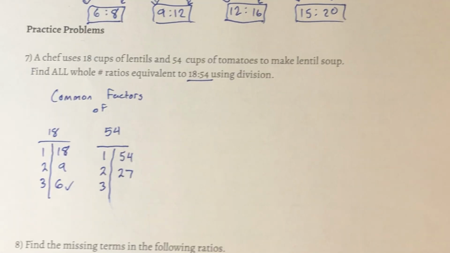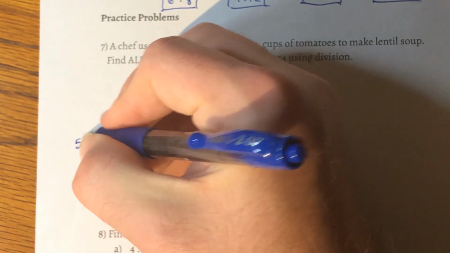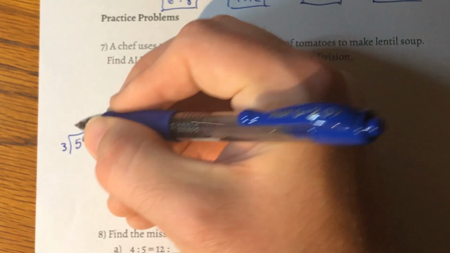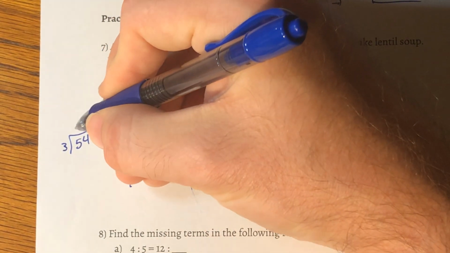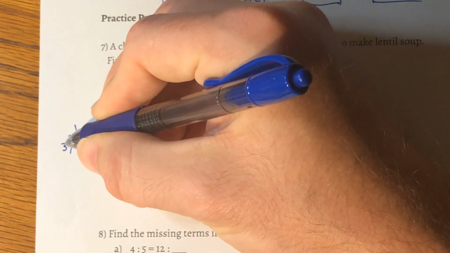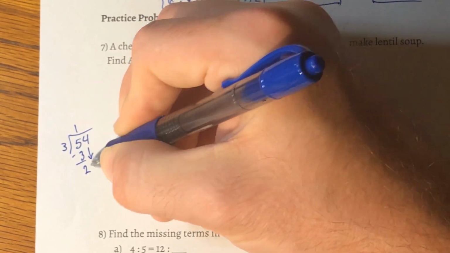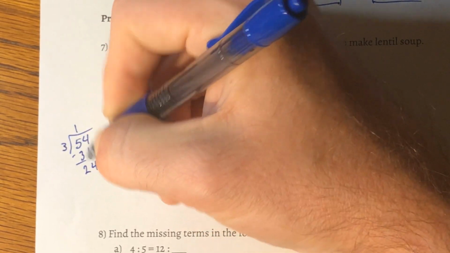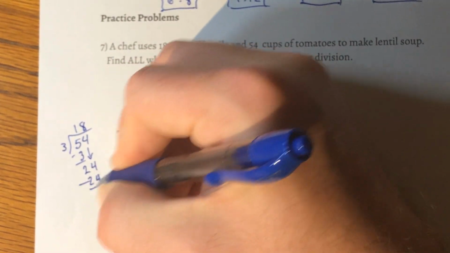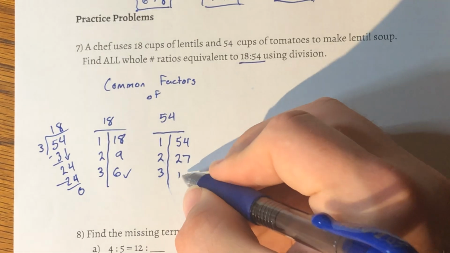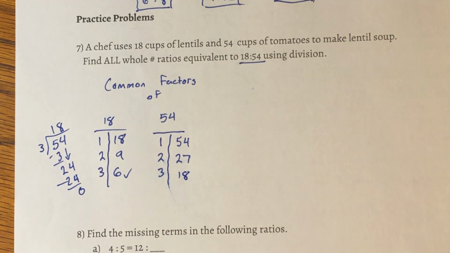What is 54 divided by 3? I have no idea. Let's figure it out. 54 divided by 3. 3 goes into 5 once, which is 3, minus, and I get 2. Bring down 4. 3 will go into 24 8 times, which is 24. All right, so 3 times 18.